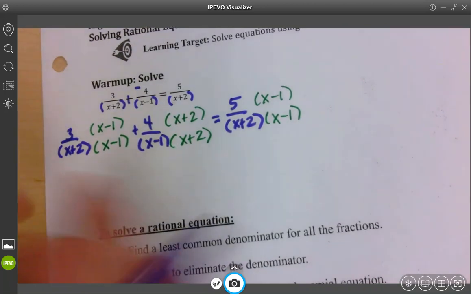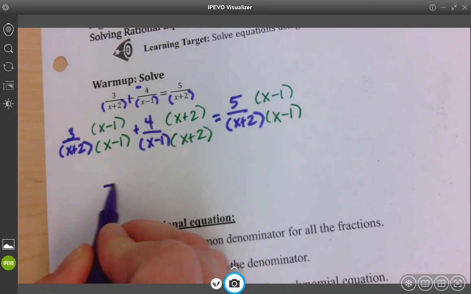I am going to put these two fractions together with a common denominator.